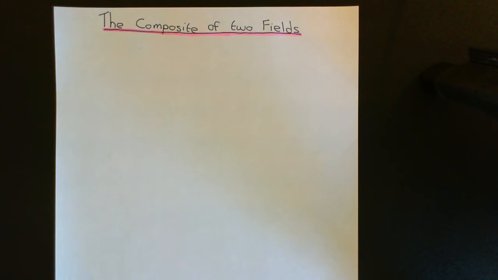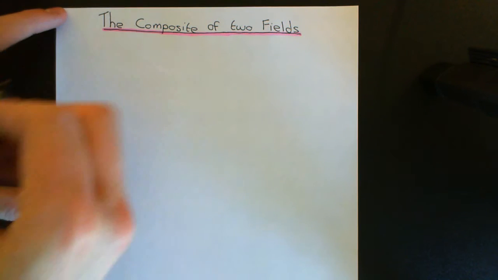What we're going to do then is start off with the definition of the composite of two fields, and then we'll have a look at two interesting facts that will help us better understand the composite of two fields. So let's start off then with the definition.